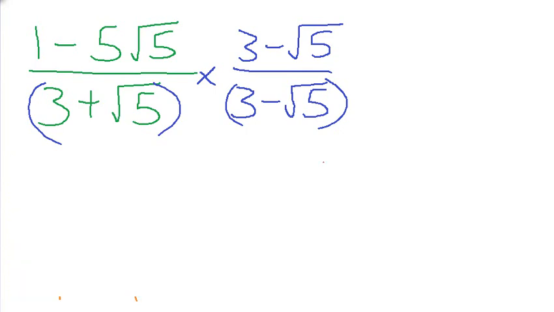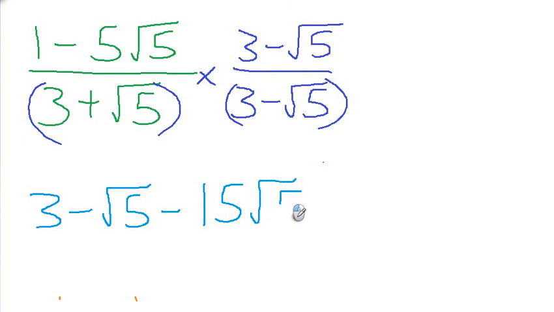So let's times that out then on the top. So we've got on the top 1 times 3 is 3. Then we have minus root 5 and minus 15 root 5. Don't worry that this looks ugly on the top. It'll all cancel out in a minute. So then plus 25, because obviously root 5 times root 5 is 5, times by this 5 gives us 25.